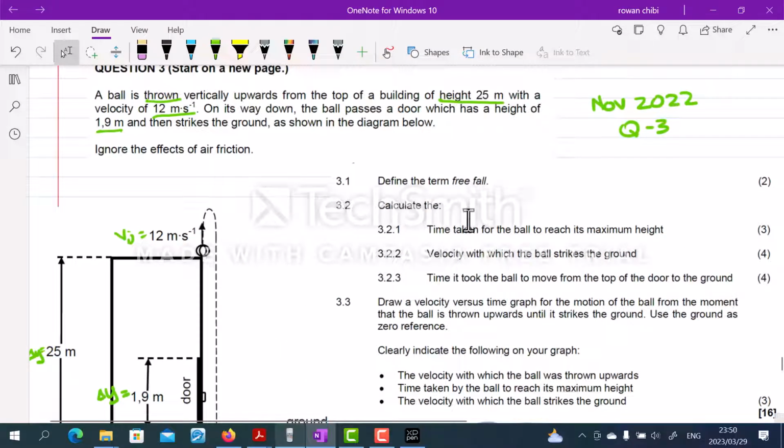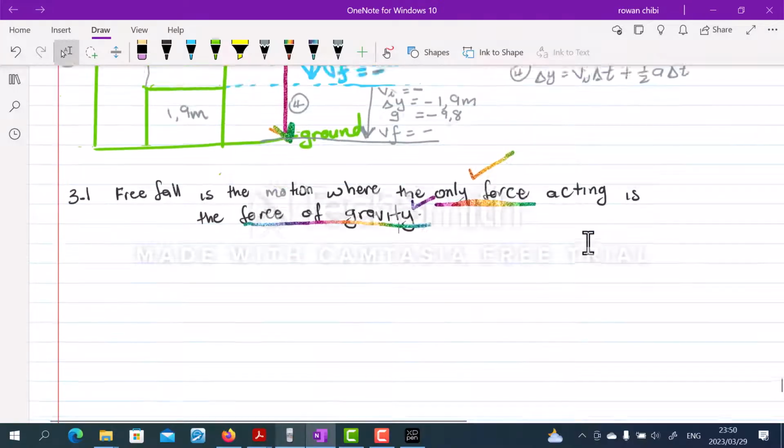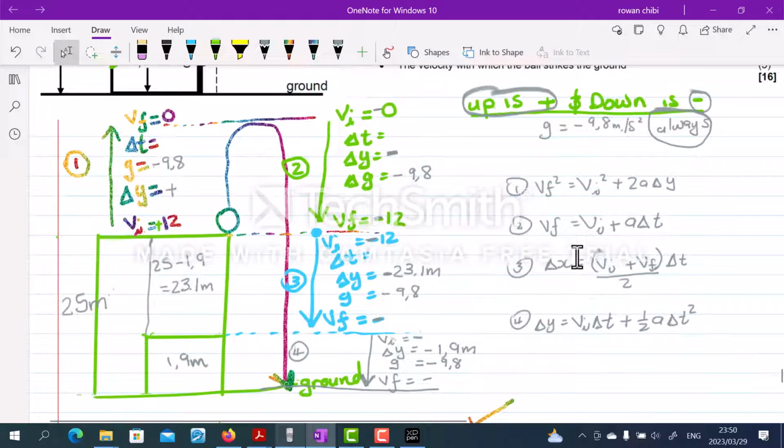Then 3.2: calculate the time taken for the ball to reach its maximum height. So they want this time, the time the ball takes to reach the maximum height, the time from here going up to reach the maximum height. We want this time. So we do have initial velocity, we do have final velocity, we do have g.